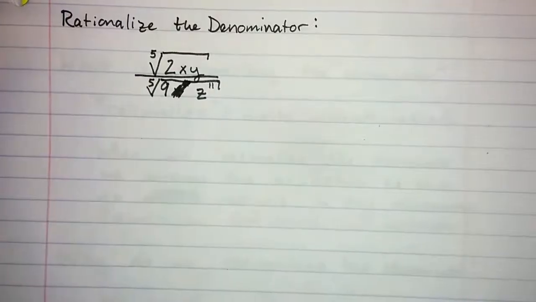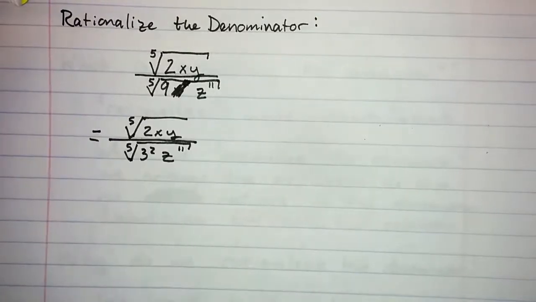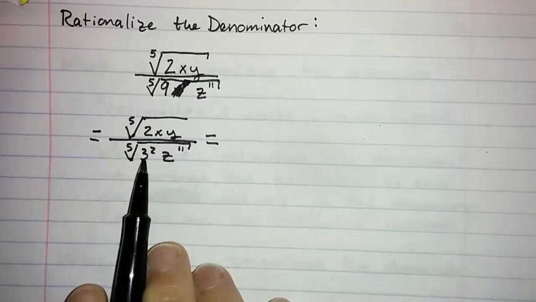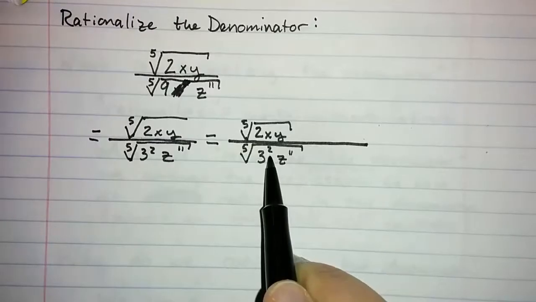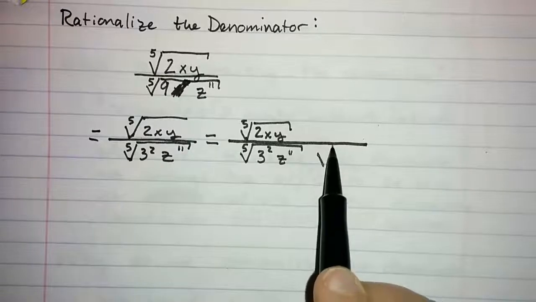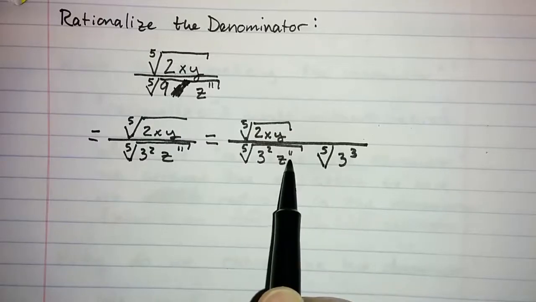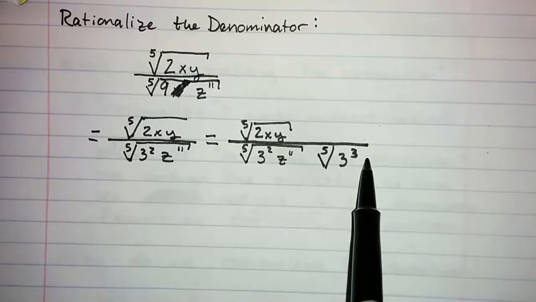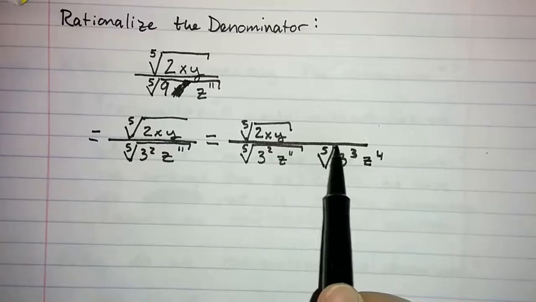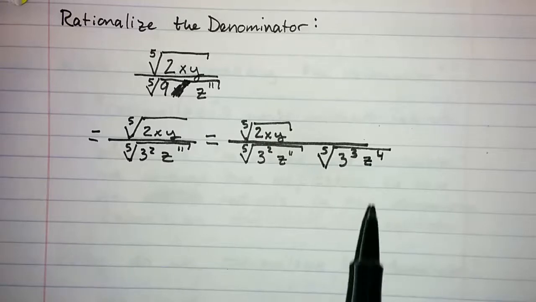All right, so we're going to start by factoring 9 into primes. But 9 is just 3 times 3. So I'll have the fifth root of 3 squared times z to the 11th. Now, after 2, the next multiple of 5 is 5. So in order to make the power of 3 a multiple of 5, I have 2 now, I need 3 more. After 11, the next multiple of 5 is 15. I have 11 now, I need 4 more. 2 plus 3 is 5, 11 plus 4 is 15. That's why I chose those numbers.